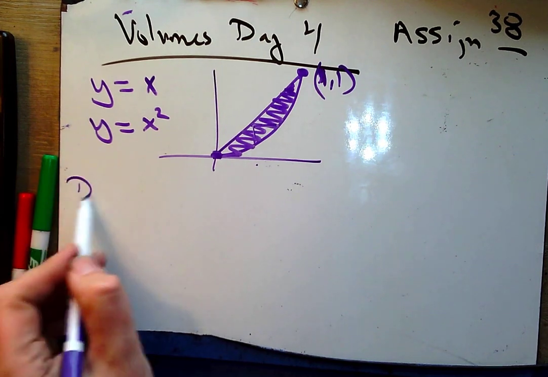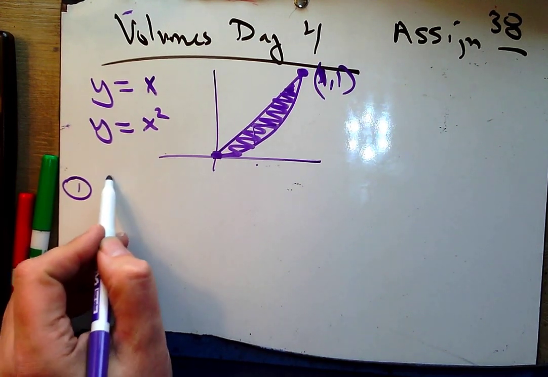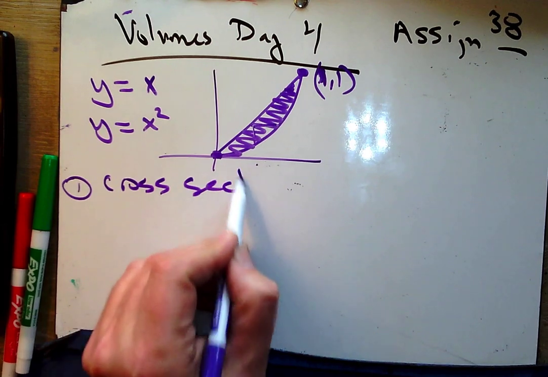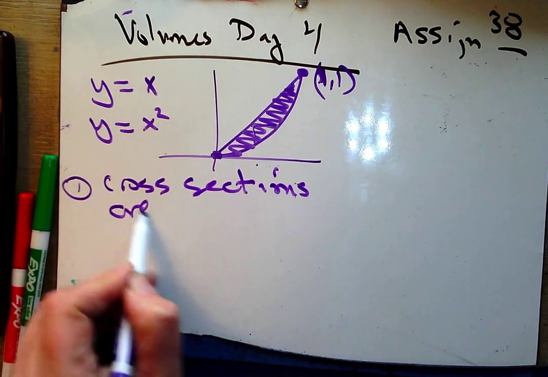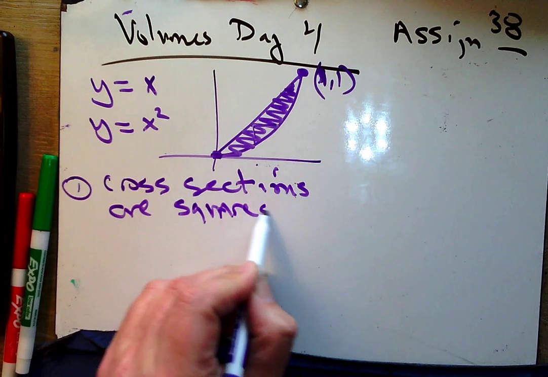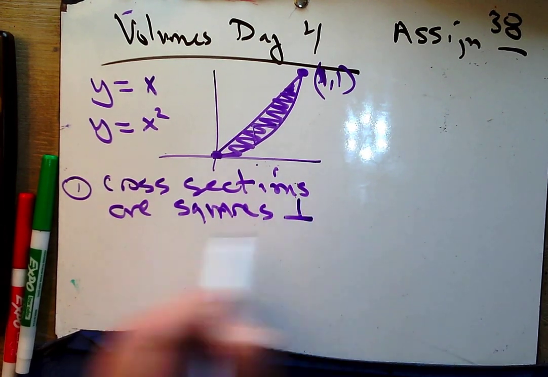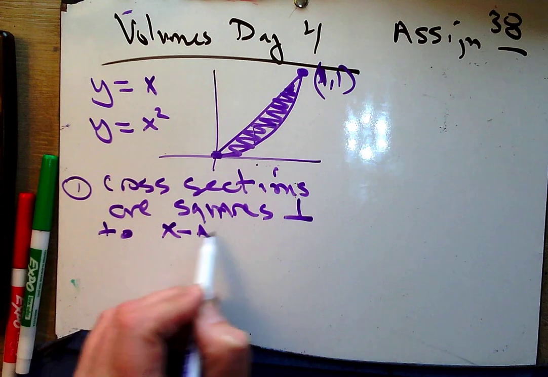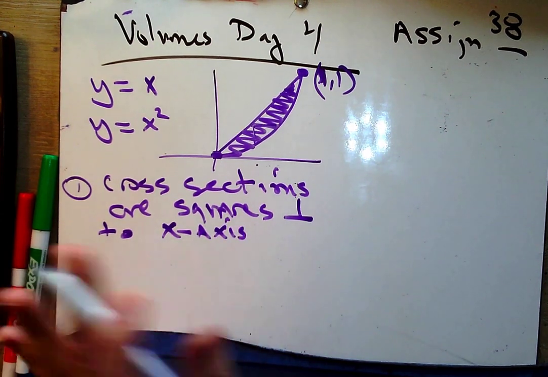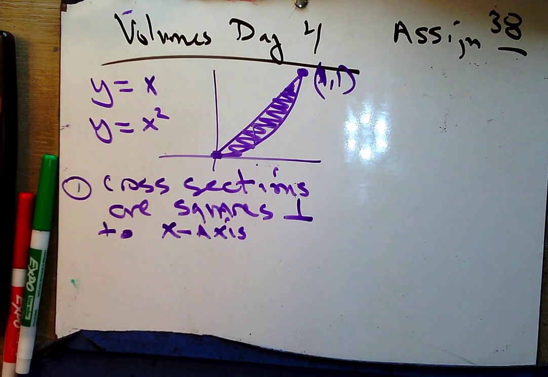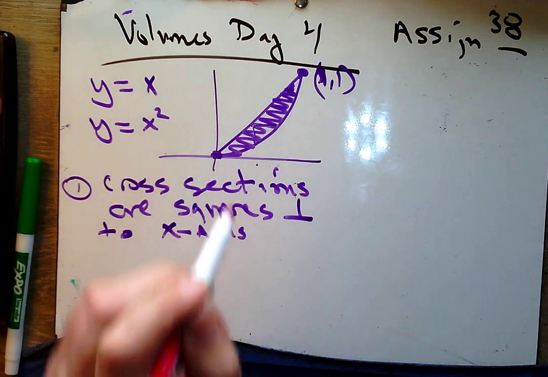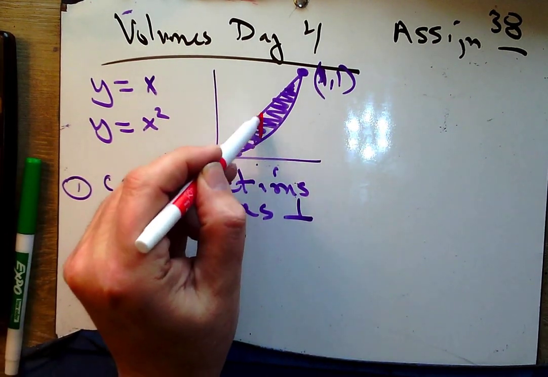Let's start then. First problem, I want to draw the cross sections are squares perpendicular to the x-axis. Okay, and all I want is the setup. I want the setup for finding the volume of the solid whose cross sections are squares perpendicular to the x-axis. All right. So please pause, give this a try, come back when you're done. Hey, welcome back. Can't wait.